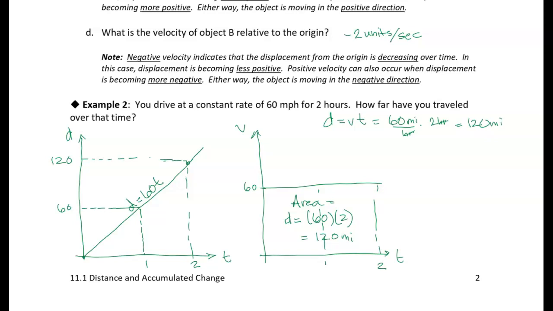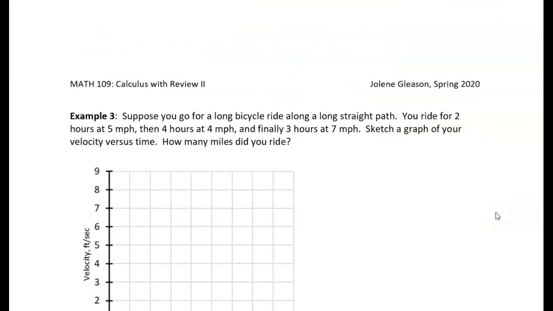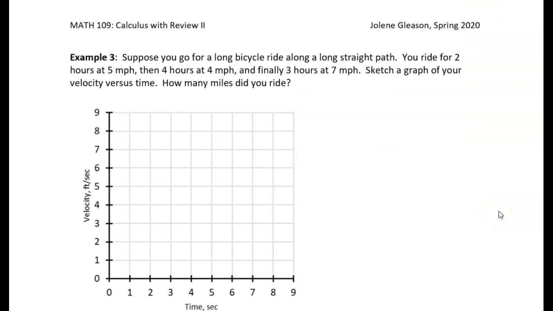Okay? So, let's go to another example here. This is similar, only in this case we've got velocity that's changing periodically. So in this example, you're going for a long bike ride on apparently a long straight path. So it's like a number line. Now you go for 2 hours. You go at 5 miles per hour. So let's graph that here. So you're going a constant 5 miles an hour for 2 hours.